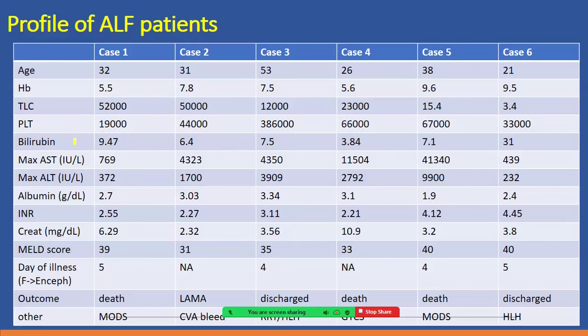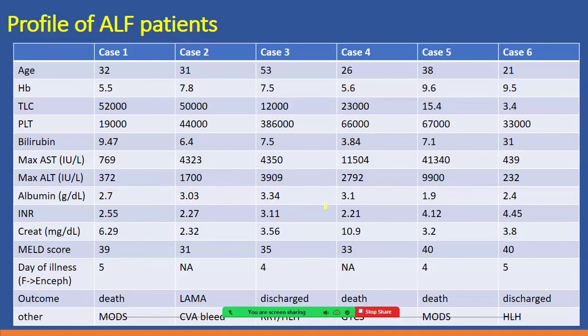Bilirubin levels were elevated, but most of the patients had bilirubin levels less than 10. One patient had a bilirubin of 31. So coming to the enzyme elevation, most of the patients had enzymes more than 1000, and the maximum AST seen in these patients was 41,340, possibly due to severe muscle injury. And the maximum ALT seen was 9,900 in a patient with dengue ALF.